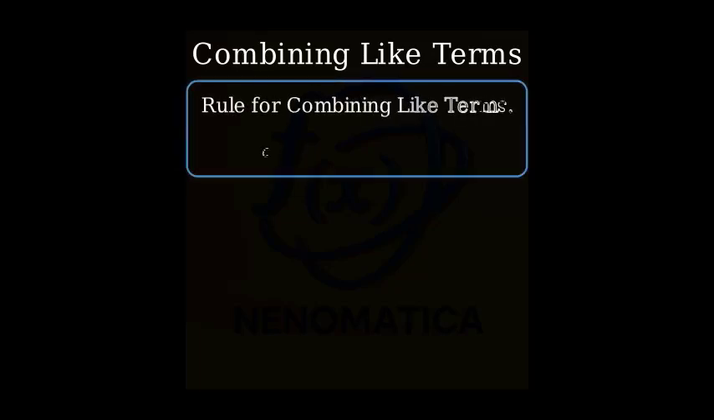Welcome to today's math lesson on combining like terms in algebra. When working with algebraic expressions, we need to identify when terms can be combined and when they cannot. The basic rule for combining like terms is that terms with identical variable parts can be combined by adding or subtracting their numerical coefficients. If two terms have the exact same variables raised to the exact same powers, then they are like terms. Let's look at the example from our problem.